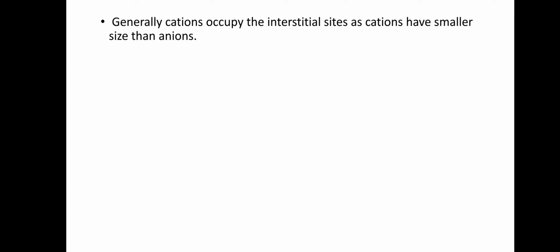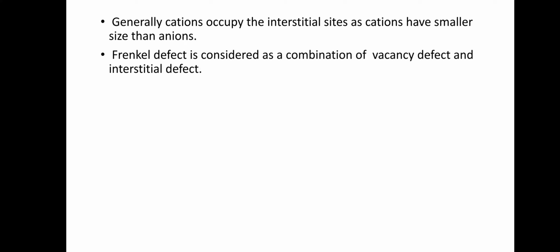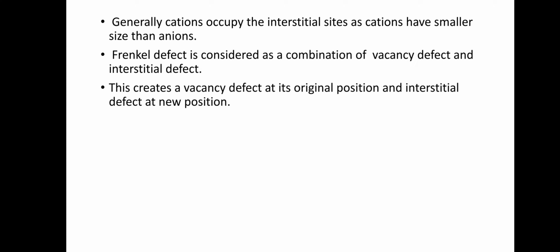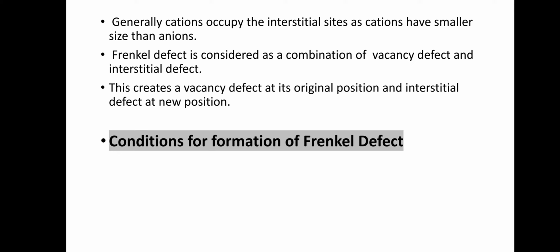Generally, cations occupy the interstitial sites as cations have a smaller size than anions. Frenkel defect is considered a combination of vacancy defect and interstitial defect. As we know, a vacancy is created for the cation as the cation goes to the interstitial space, hence it is a combination of vacancy and interstitial defect. This creates a vacancy defect at its original position and an interstitial defect at its new position.